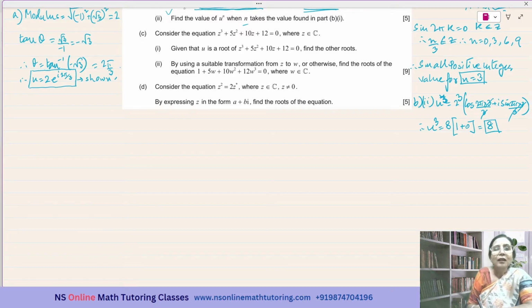Subpart C. Consider the equation z to the power of 3 plus 5 times z squared plus 10 times z plus 12 equal to 0, or if you call this z, it is z cube plus 5z squared plus 10z plus 12 equal to 0, where z is a complex number. It also has two subparts. The first subpart is saying, given that u is a root of this equation, find the other roots. Because it is a cubic equation, it will have 3 roots.